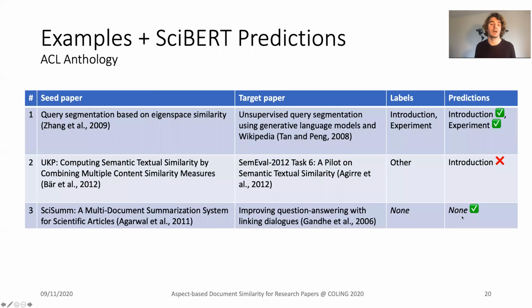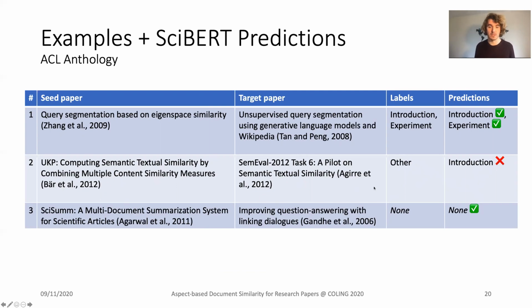More interesting here are the wrong predictions, namely here the second example, where the target paper is the summary of a semi-oral shared task, and the seed is a submission to this particular task. So even though the prediction of introduction is wrong, given our ground truth data where we have other as labels, we would argue that indeed it would make sense to cite this shared task paper in the introduction of the submission. So the prediction is not too bad either.